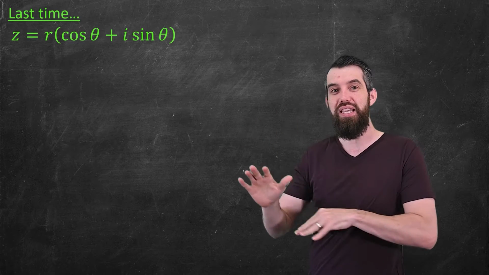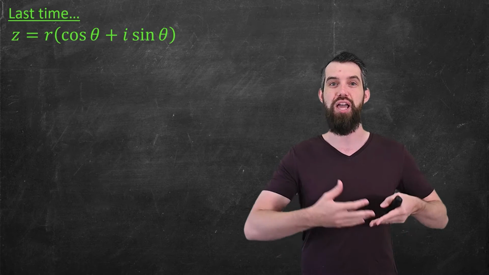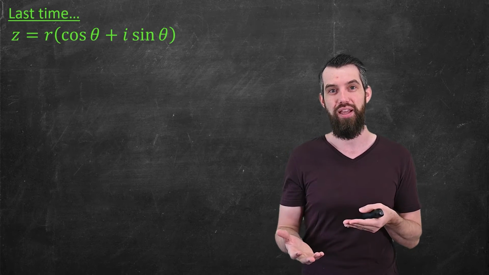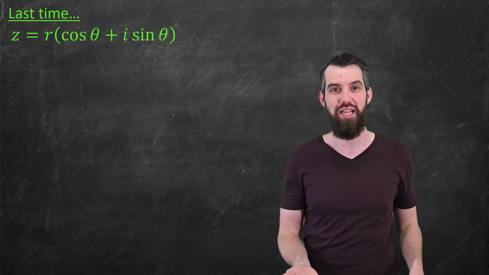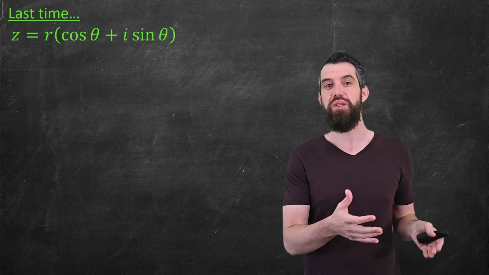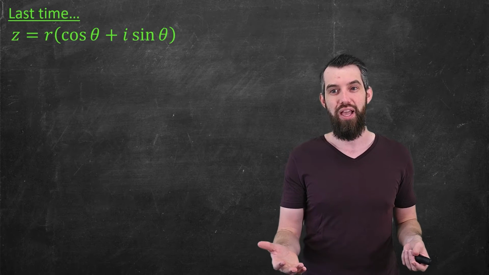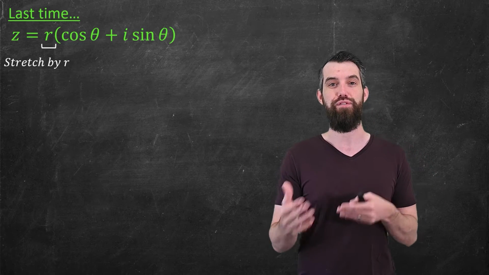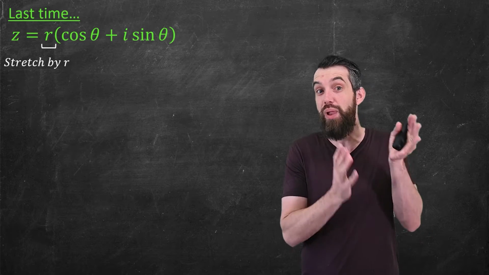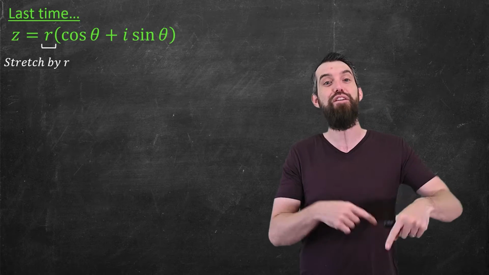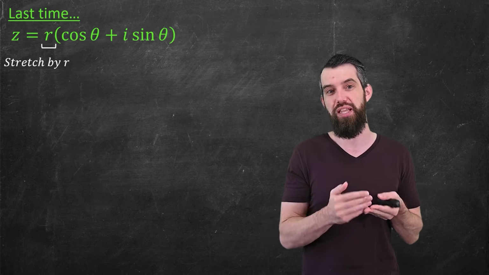So where were we? Last time, we'd seen that complex numbers could be represented as some length r times cos theta plus i sin theta. And this way of representing complex numbers was really nice because we could understand what was going on geometrically in a very transparent way. The r, the real number that's out the front, represented stretching by r. And what I mean by this is if you take some complex number and then multiply it by this specific z, the r portion of that z is a stretching in the complex plane.